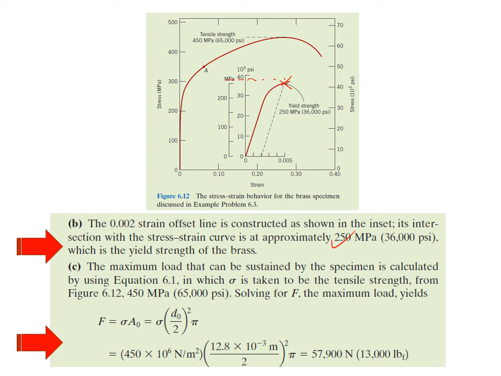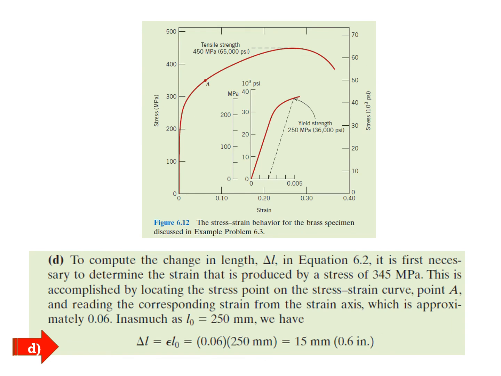And the maximum load that can be sustained by the specimen means they are asking about the tensile strength. In this case, we use the formula we know, sigma equal to F over A. Then you substitute the value, since you know the diameter, and you will get 57,900 Newton. Okay, and proceed to the last question.